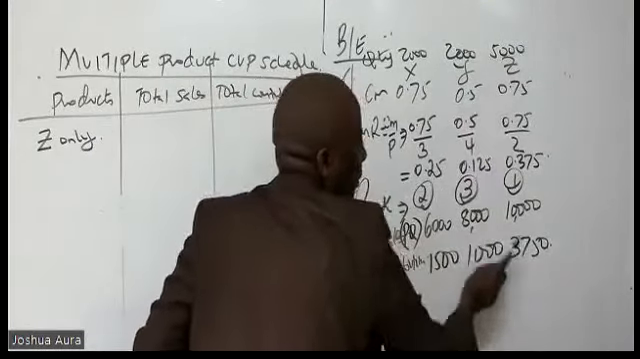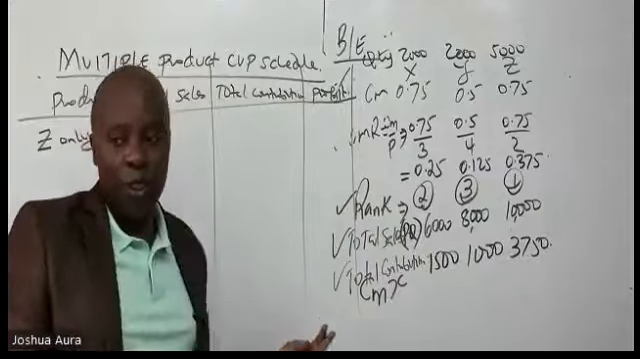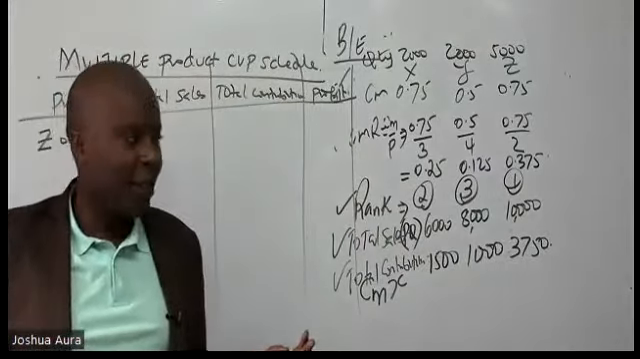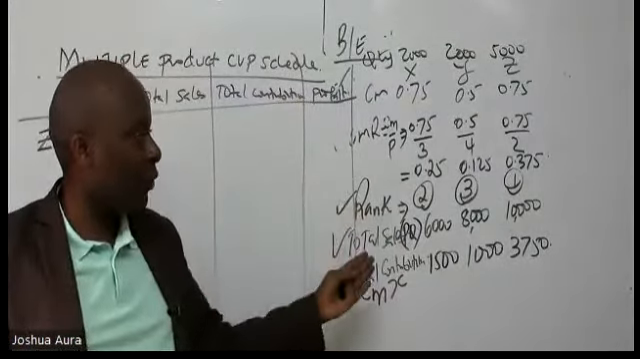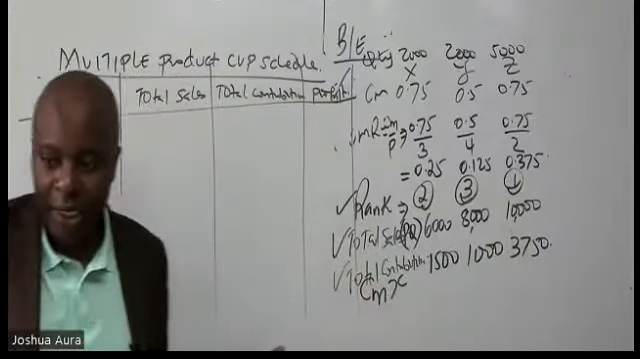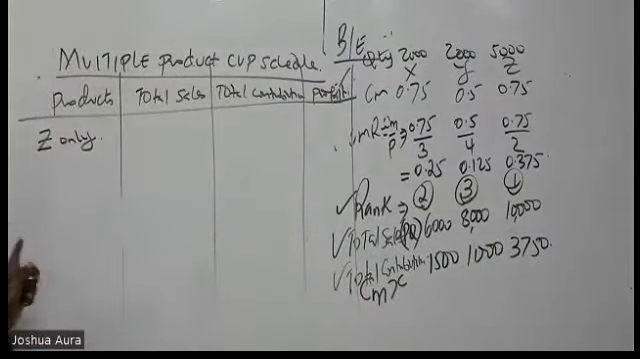0.75 times 5,000 will give me 3,750. Which figures were you using to get that 7,500 really? Right? So these are correct figures. Great. So we start in this case by producing Z only.